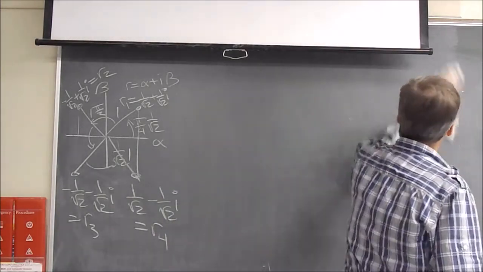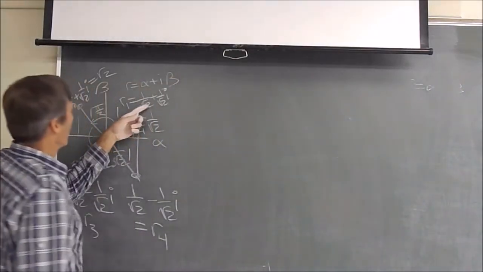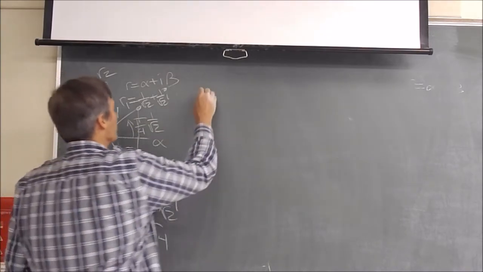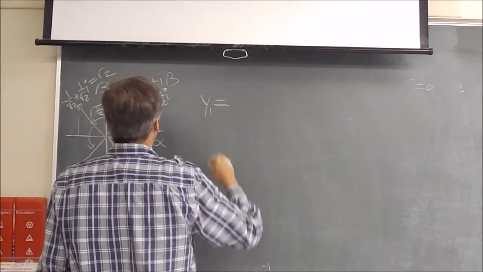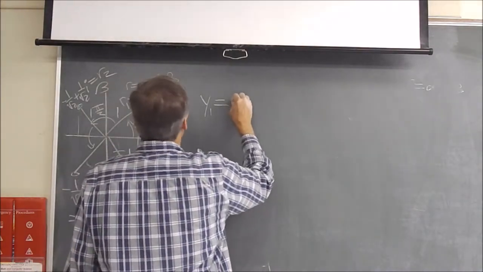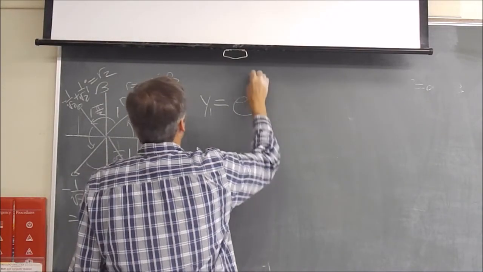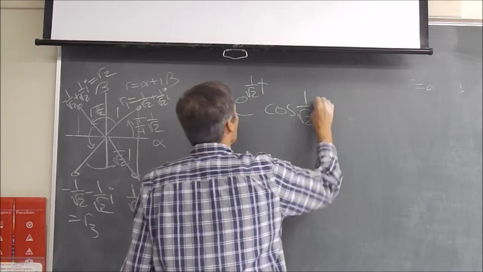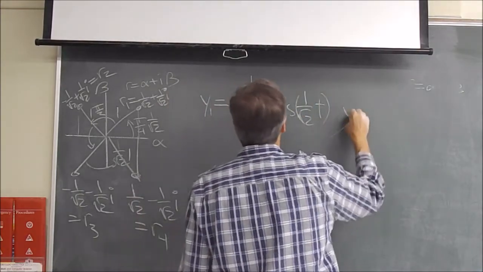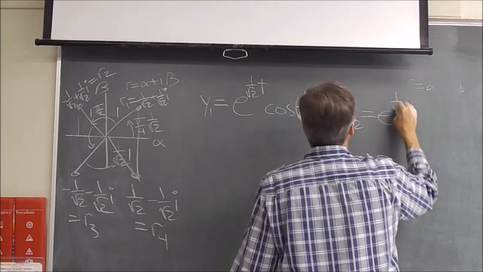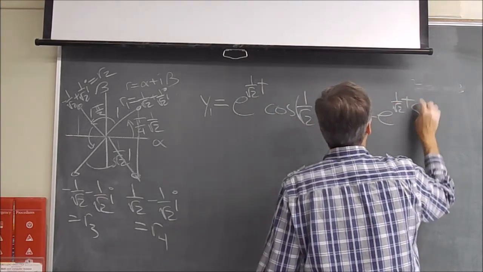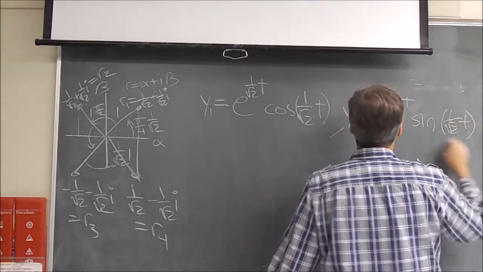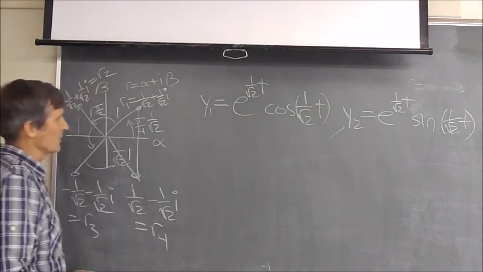When you have complex conjugate pairs here, I have 1 over square root 2 plus 1 over square root 2 i and minus 1 over square root 2 i. Those correspond to solutions y1 equals e to the 1 over square root 2 t, the real part, times cosine of 1 over square root 2 t, and y2 equals e to the 1 over square root 2 t sine 1 over square root 2 t. Remember, complex conjugate pairs like that have corresponding pairs of real solutions like that.